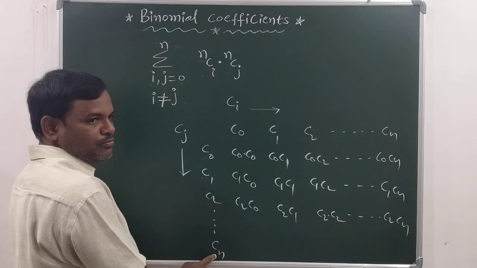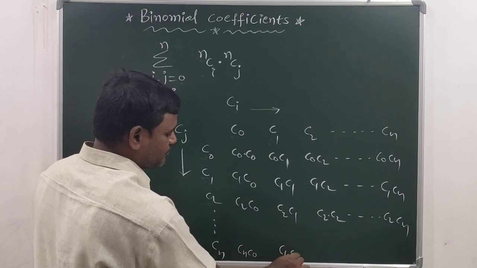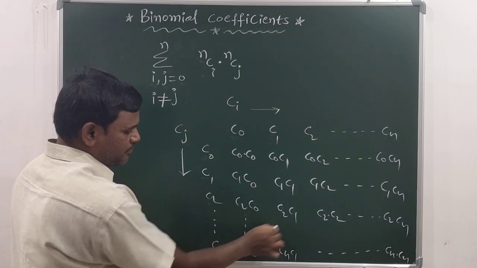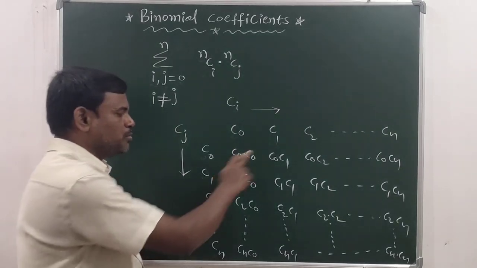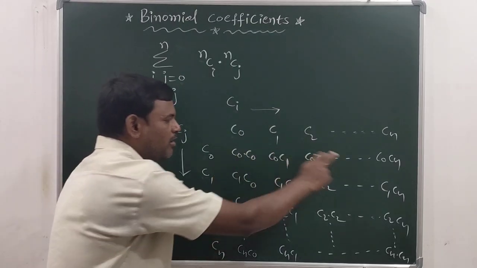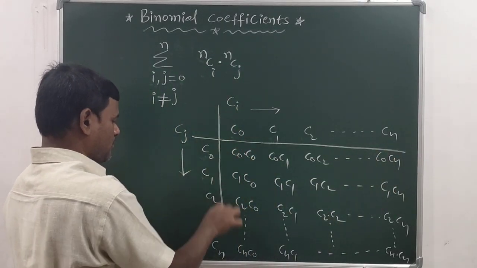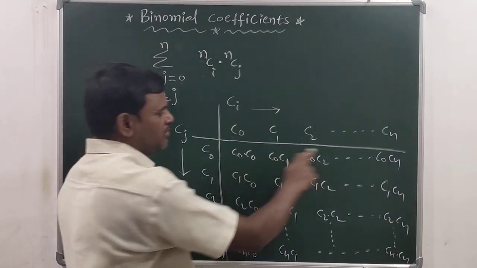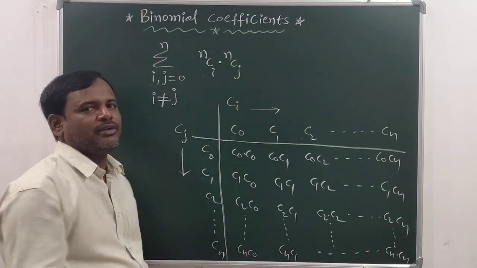Okay, go to the last row. So Cn C0, Cn C1, and so on, Cn into Cn. Now we have written all those possibilities, and before that the summation symbol is given, which means that we have to add all of them. So these are i values, these are j values. Now this many possibilities are generated, whose sum we have to find.